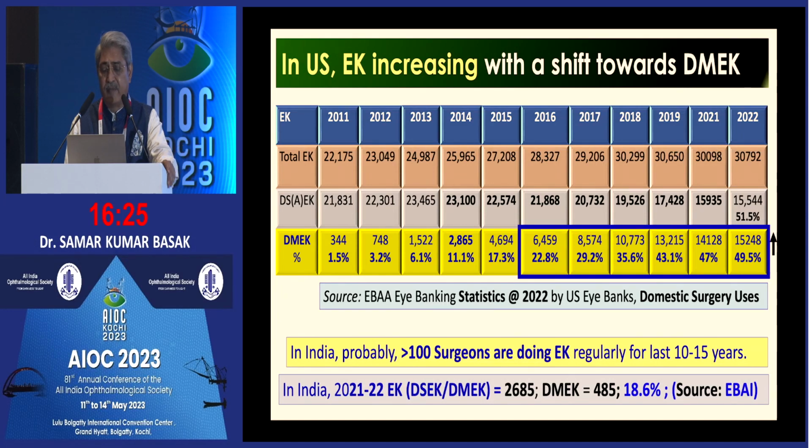In India, probably more than 100 surgeons are doing EK in any form regularly for the last 10 to 15 years. If you see the figure, this is from the eye bank, we have got these figures. Last year, 21-22, we have done less than 3,000 EK procedures, and among this, DMEK is only 18%.